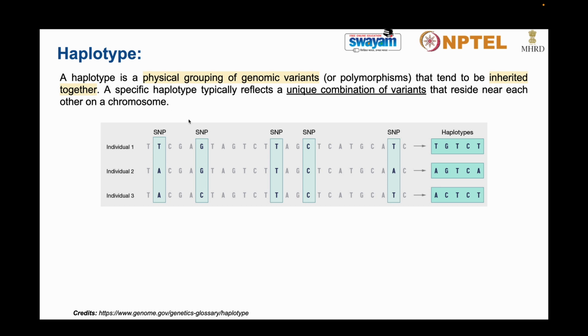When we group all those SNPs together and construct a sequence that involves all the variations, the unique combination of the variants present inside the chromosome, that is referred to as a haplotype. Here you can see three individuals and their genomic sequences, whereas these are their SNPs. In the haplotype, we have considered the information of all the SNPs and not the other regions.